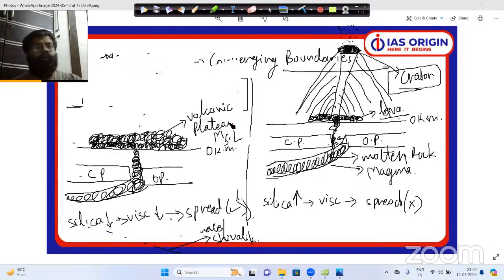Okay, you can see the example of a volcanic plateau in India in the complete Deccan Trap, that is the whole of Maharashtra, the whole of Gujarat, and the Malwa Plateau. Malwa Plateau is basically western Madhya Pradesh. Now you see the formation of Maharashtra, Gujarat, and western Madhya Pradesh as the volcanic plateau only.